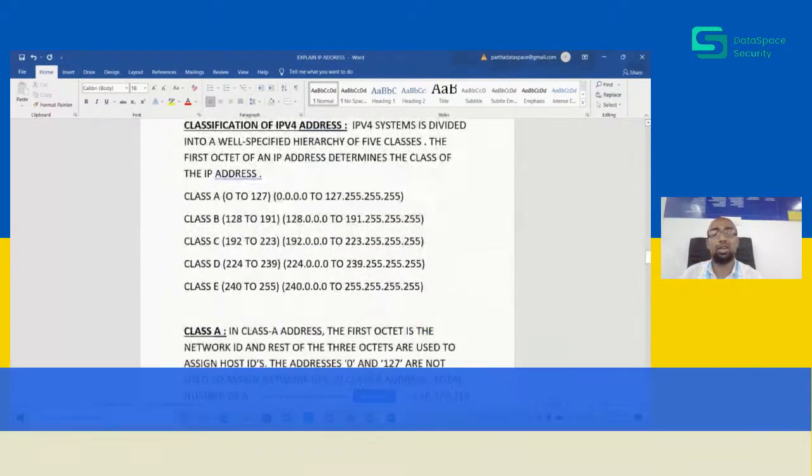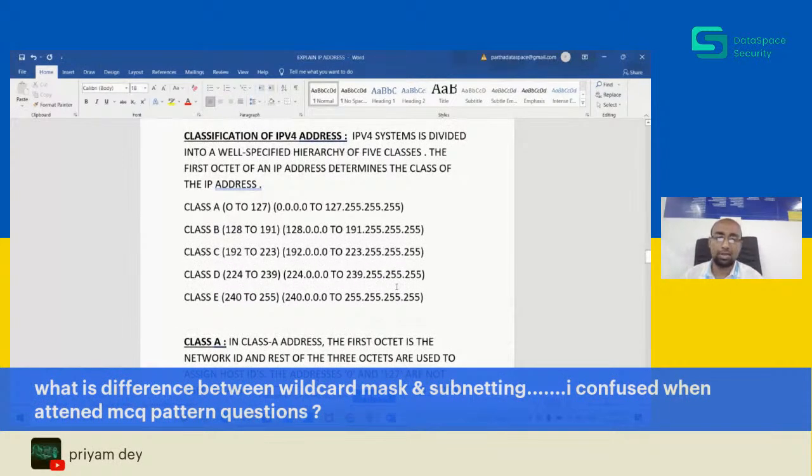There is also a classification of IPv4 addresses. IPv4 systems are divided into a well-specified hierarchy of 5 classes. The first octet of an IP address determines the class of the IP address. There are 5 classes: class A, class B, class C, class D, and class E. Every class has a value range. Class A is 0 to 127, class B is 128 to 191, class C is 192 to 223, class D is 224 to 239, and class E is 240 to 255.